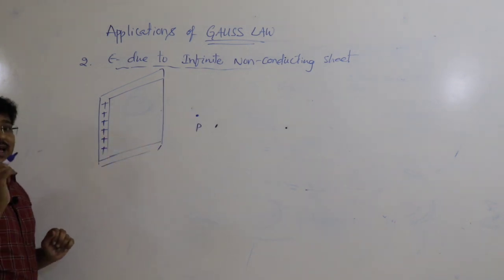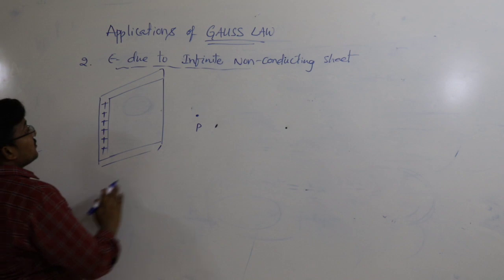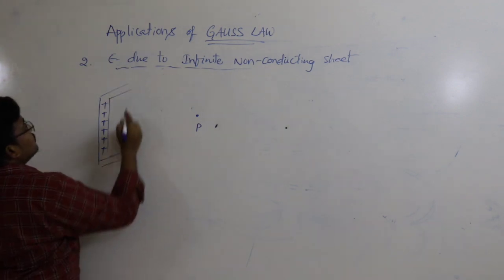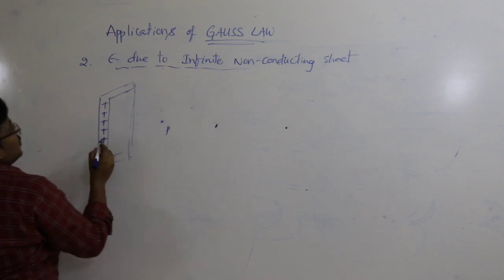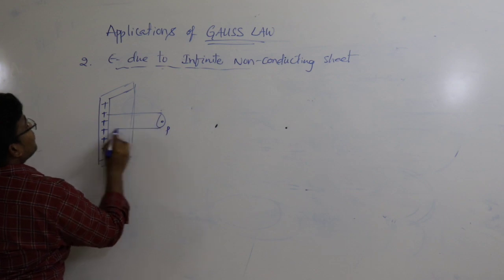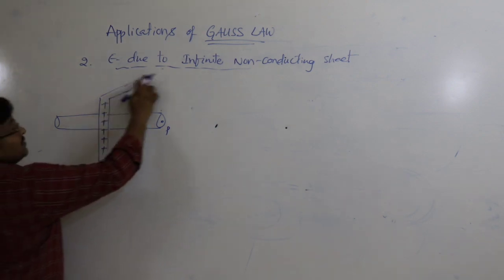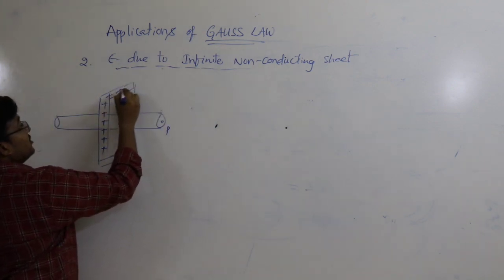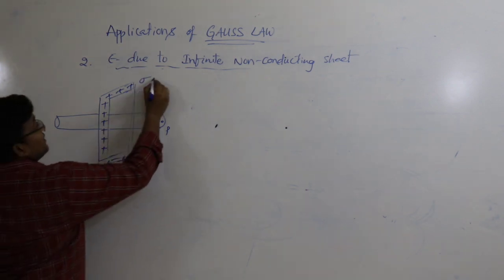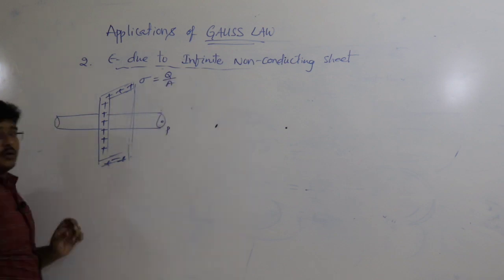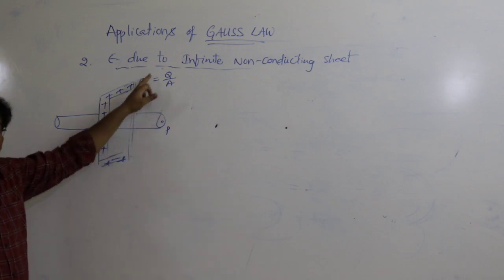First, I will use Gauss law, and we need to form a Gaussian surface. So I am taking point P here, and a Gaussian surface like this, through this infinite sheet. The charge density is sigma. What is sigma? Sigma means charge per unit area. For the sheet, the charge is given as Q. What is the area of the sheet? A. So sigma is Q by A.